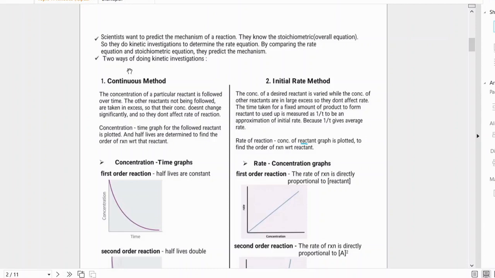So to determine the reaction mechanism, or to predict the reaction mechanism, predict the steps, predict the intermediates that are involved in the mechanism, we do kinetic investigations. So kinetic investigations are done to determine the rate equation. And by comparing the rate equation and stoichiometric equation, we predict the reaction mechanism. How?